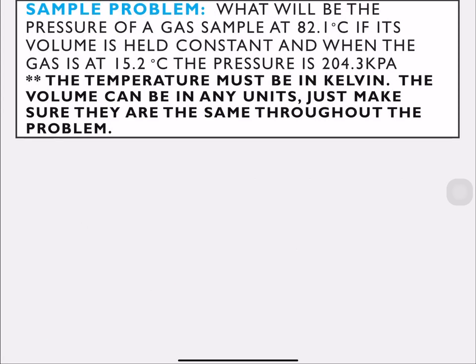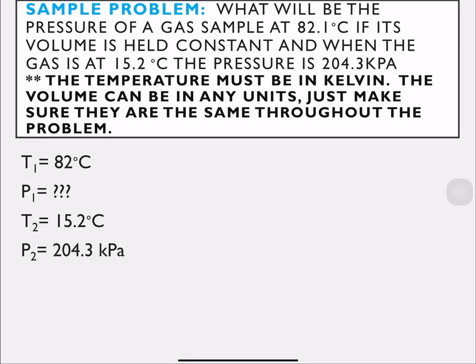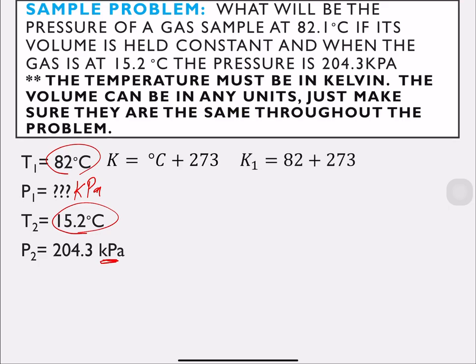Last problem: what will the pressure of a gas sample be at 82.1 degrees Celsius if its volume is held constant and when the gas is at a temperature of 15.2 degrees Celsius, the pressure is 204.3 kilopascals? So when the temperature is 82.1, we want to know what pressure it's at, knowing that when it was at 15.2, the pressure was 204.3. Our pressure is in kilopascals, so our answer will be in kilopascals, but our temperatures are an issue. Our temperatures are not in Kelvin, so we need to convert those.